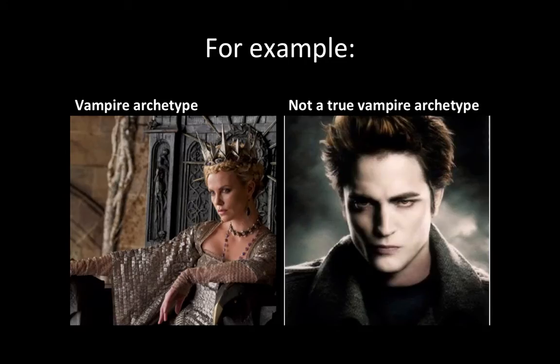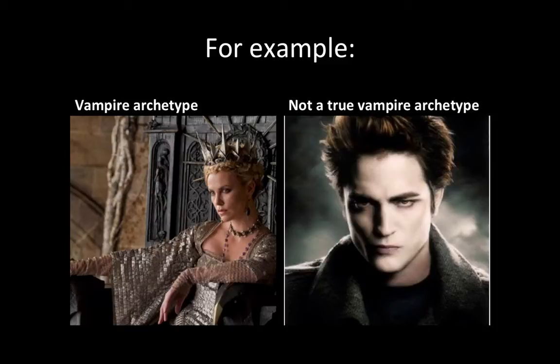On the left, we have the Queen from Snow White and the Huntsman. She follows the vampire archetype very, very well. She preys on the innocence and youth of other younger women. She steals their beauty in order to stay immortal forever. Literally, she's an example of a vampire.